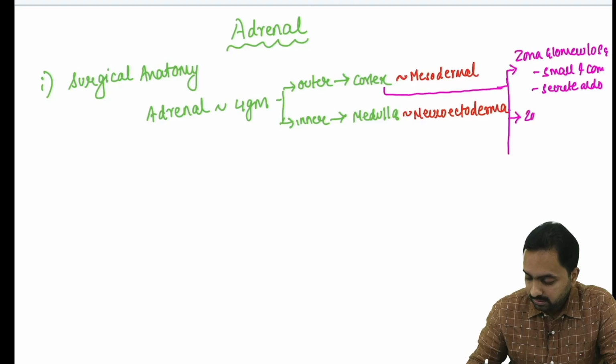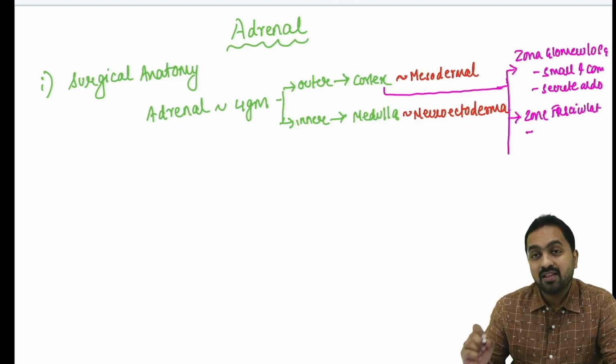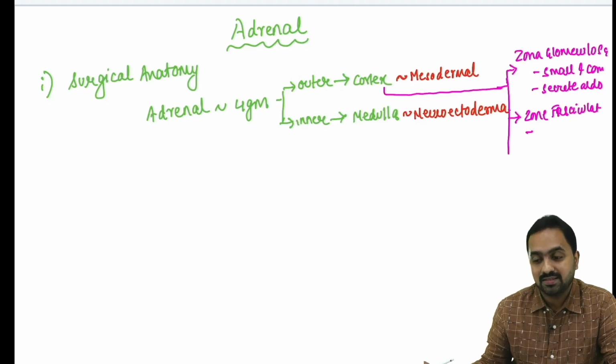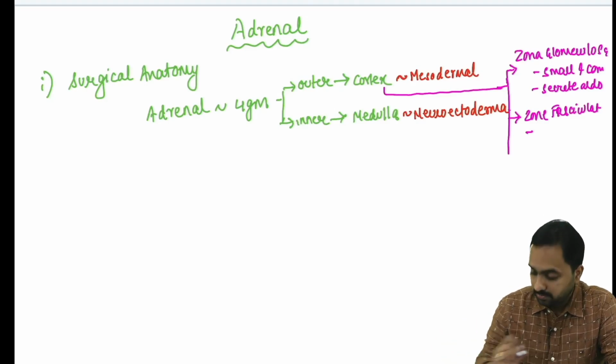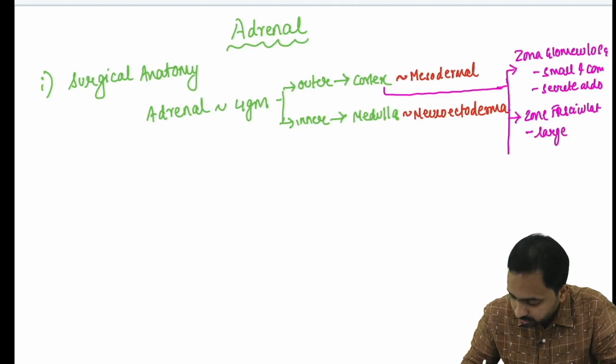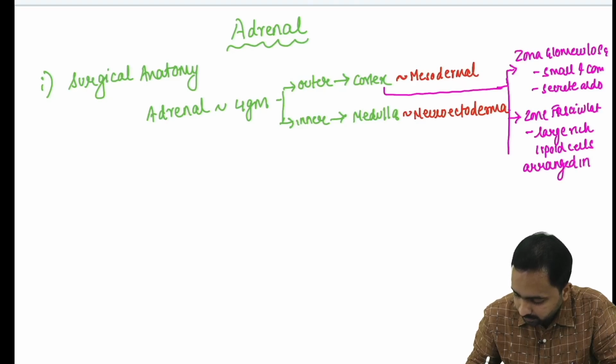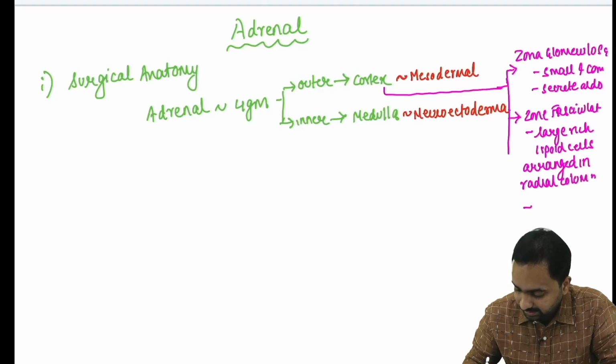Then, the next part is the zona fasciculata. This consists of large lipoid rich cells which are arranged in radial column. It secretes cortisol.